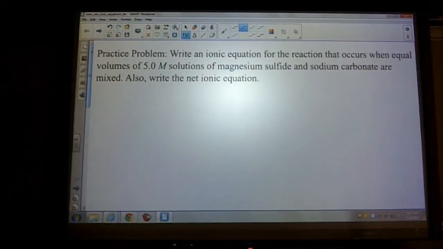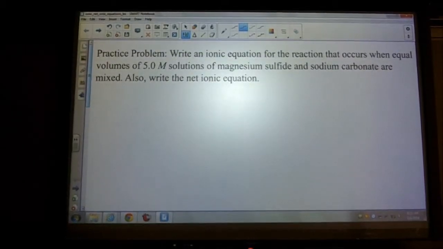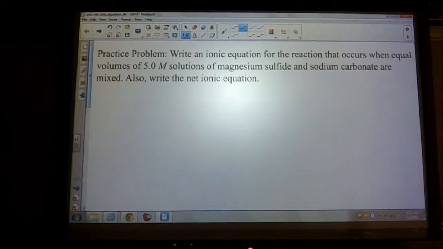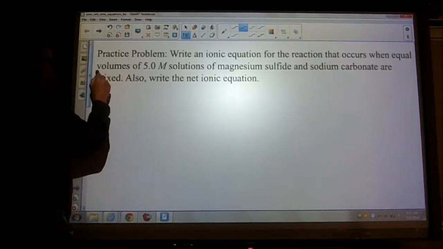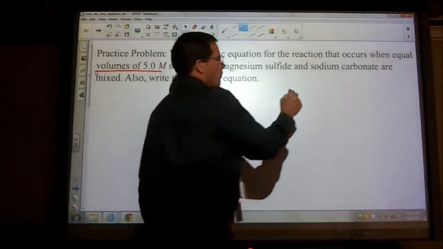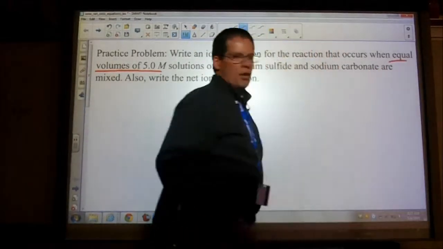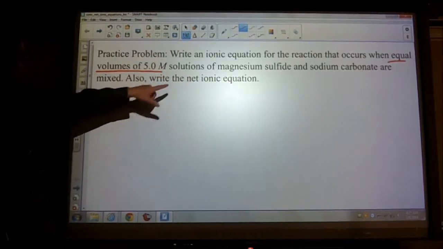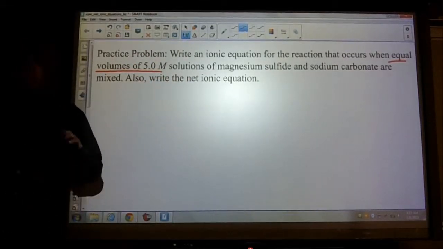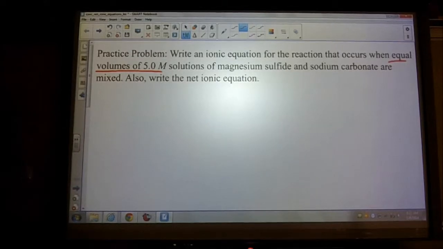All right, so here's the practice problem. It says, write an ionic equation for the reaction that occurs when equal volumes of 5 molar solutions of magnesium sulfide and sodium carbonate are mixed. Now, as a sidebar, we don't care about this information here or here, all right? You're not doing any calculations. So we're simply writing the ionic equation and the net ionic equation. So don't worry about all the distractors that are in there. So we have solutions of magnesium sulfide and sodium carbonate.